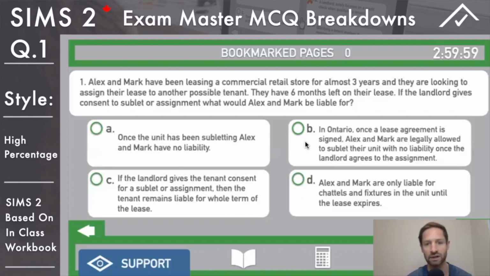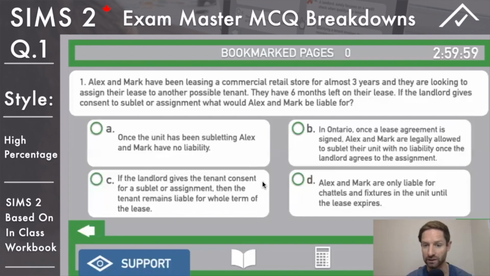And who knows? Like if you're learning, you're already on SIMS 2, you know there's different rules when it comes to commercial and residential, right? Doesn't protect the tenant as much, does it? But still, we move on because we know if the landlord gives the tenant consent for a sublet or assignment, then the tenant remains liable for the whole term of the lease. Okay, perfect. Let's leave it hovered over there for now and go on to D.